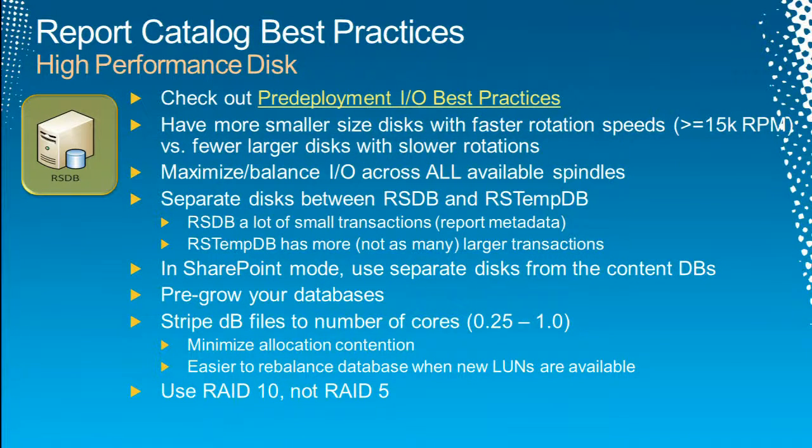More smaller disks rather than larger disks, because the rotation speeds tend to be faster. You want to balance the I/O across all spindles. Separate your disks between RSDB and TempDB. Basically, you want a separate LUN for each database. You probably want to have separate disks in SharePoint. If you're putting your content databases and your RS catalog on the same server, at least use separate disks. Pre-grow your databases. They should never grow while they're under load, because it's going to slow them down. Stripe them. RAID 10 is going to give you better performance than RAID 5.